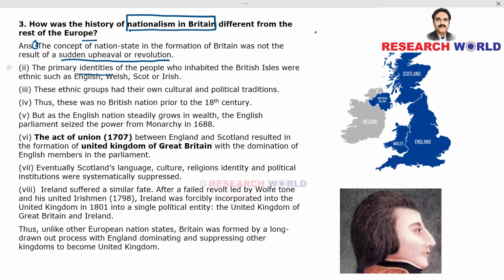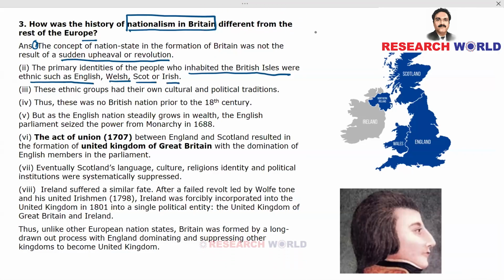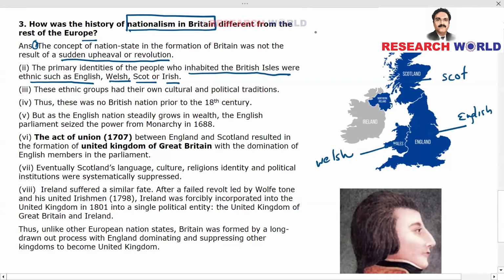The primary identities of the people who inhabited the British Isles were ethnic ones such as English, Welsh, Scot, or Irish. So in England, there was the ethnic group English. In Wales, it was Welsh. In Scotland, it was Scots. And in Ireland, it was Irish. So we have got 4 different ethnic groups who inhabited these different islands that together became what is called Britain or the United Kingdom as of now.